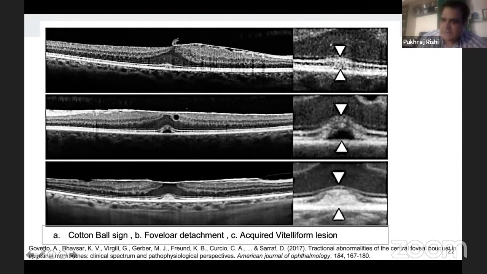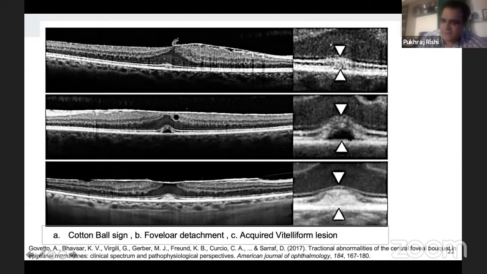In the second OCT scan on the right, you can make out the foveolar detachment, and in the third OCT scan on the right, you can make out the acquired vitelliform lesion, which is hyperreflective, inferior to the interdigitation zone and superior to the RPE.